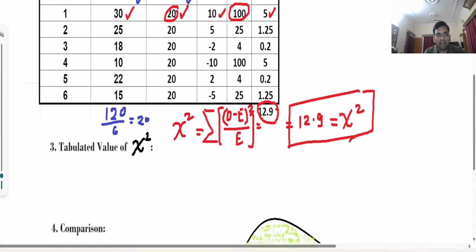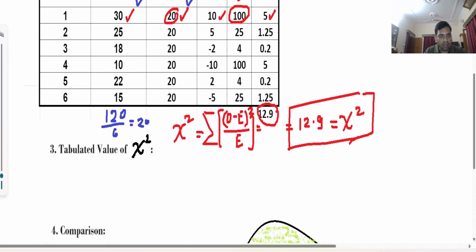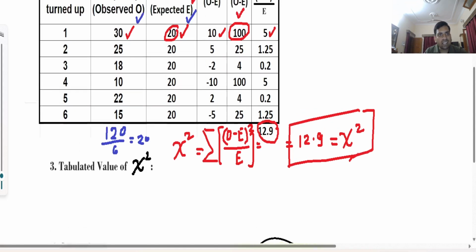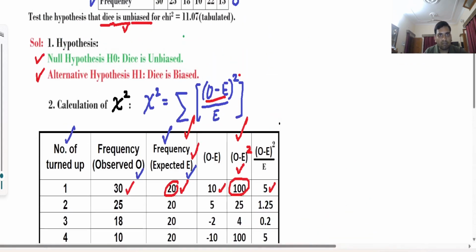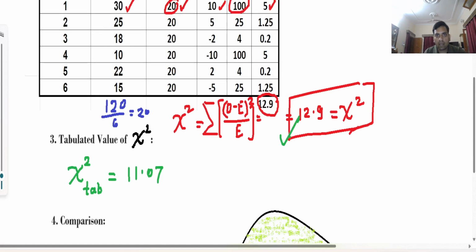Now we will find the tabulated value of chi-square. If the chi-square tabulated value is not given, then we need to find degree of freedom and level of significance. In this case, the level of significance is not given, but the chi-square tabulated value is given. The chi-square tabulated value for this case is 11.07. Now we will compare the chi-square calculated value and the chi-square tabulated value.